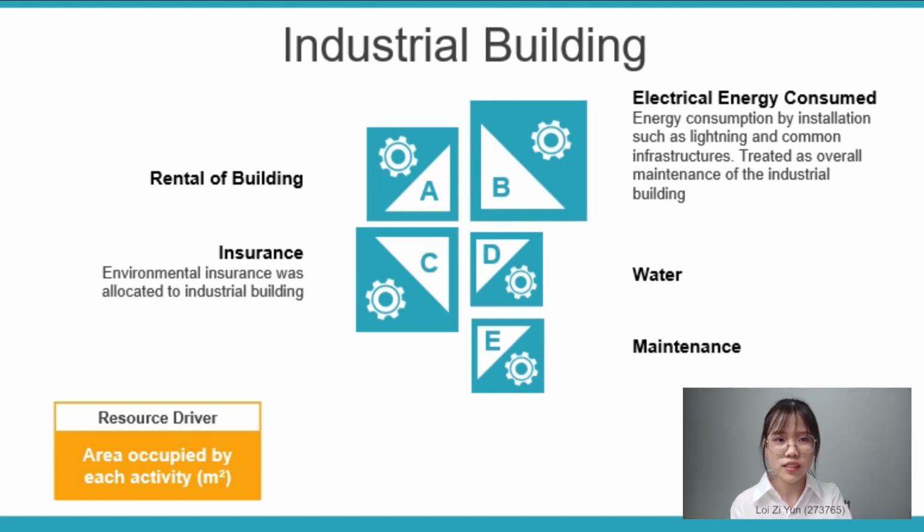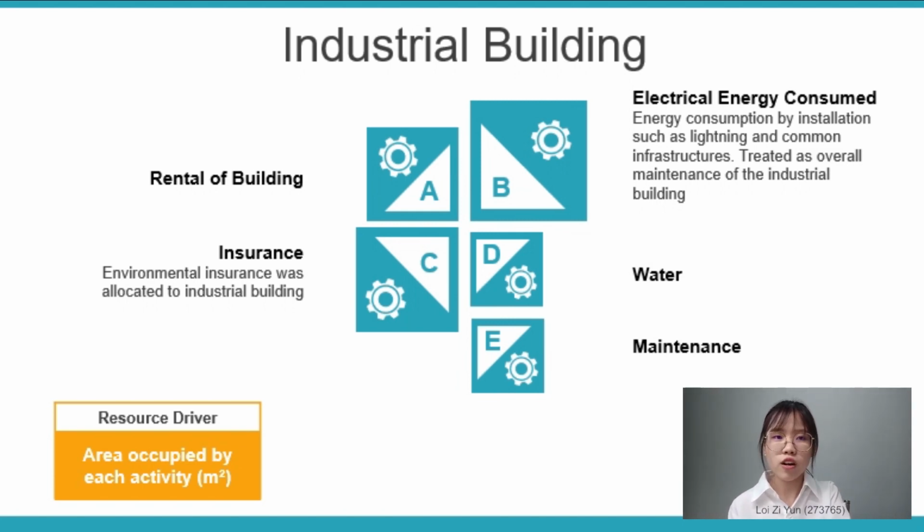Then, for the insurance, the company actually has several insurance policies. However, the insurance will be allocated to their insured project. So for the industrial building, the environmental insurance is affected by the industrial building because the industrial building generates some environmental risks such as gas emission and also waste generation. So it is clear that the insurance is also one of the costs associated with the industrial building.